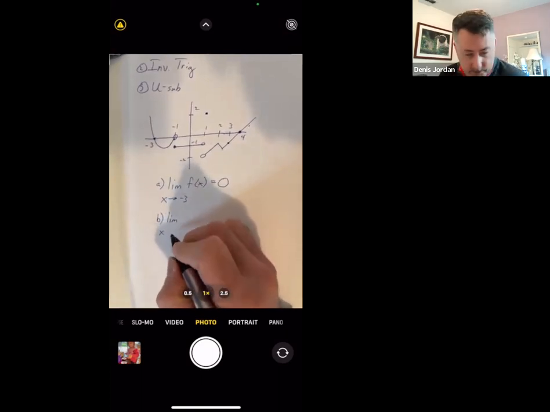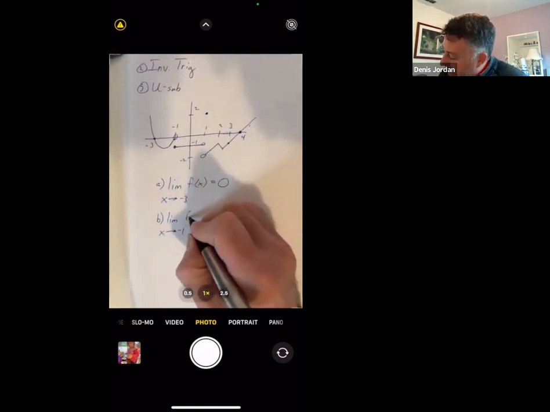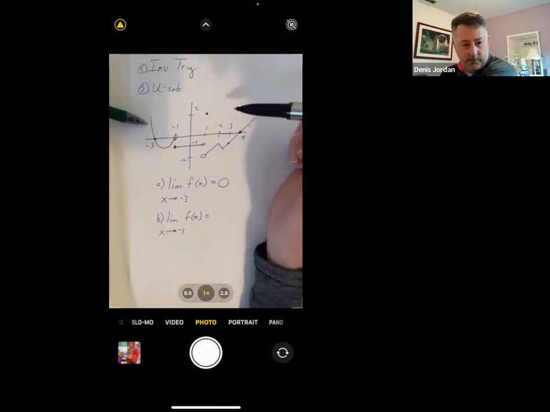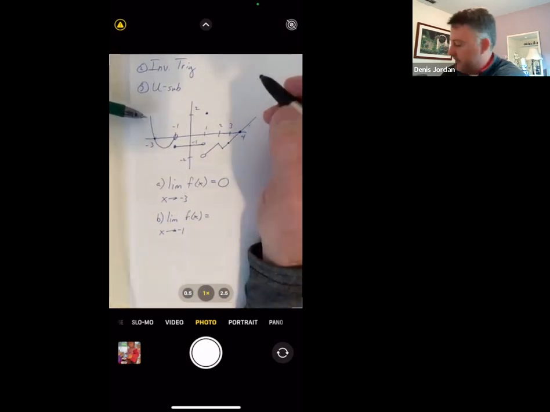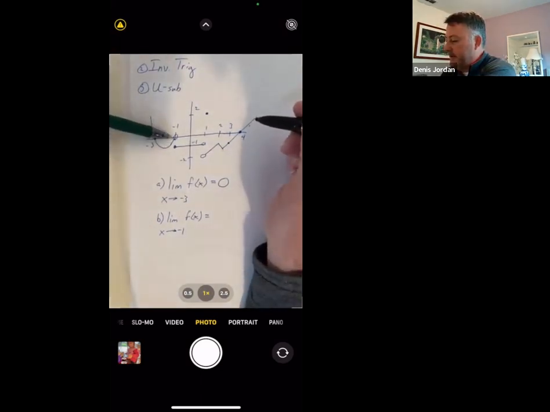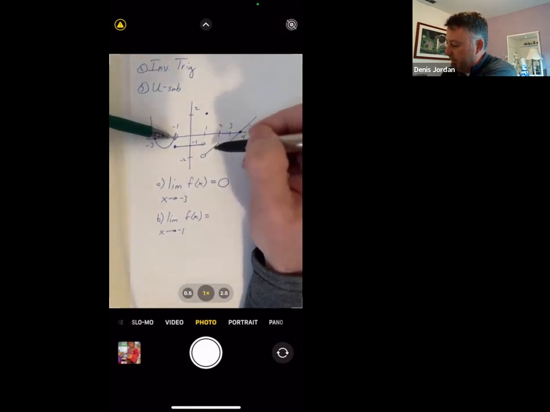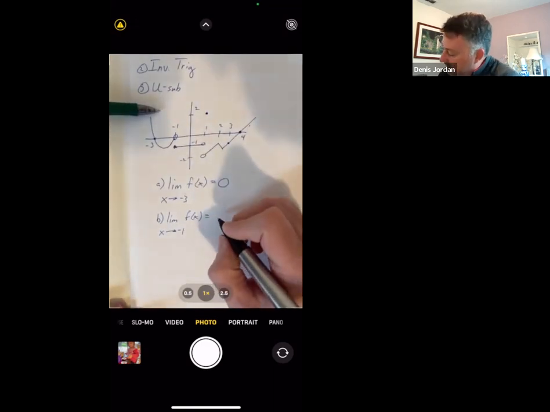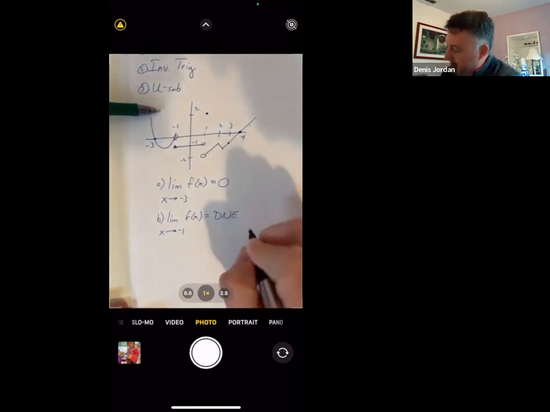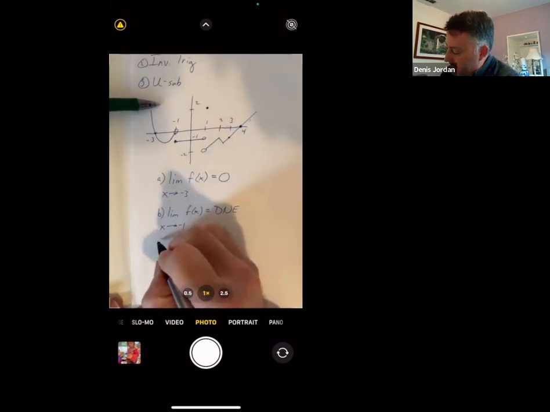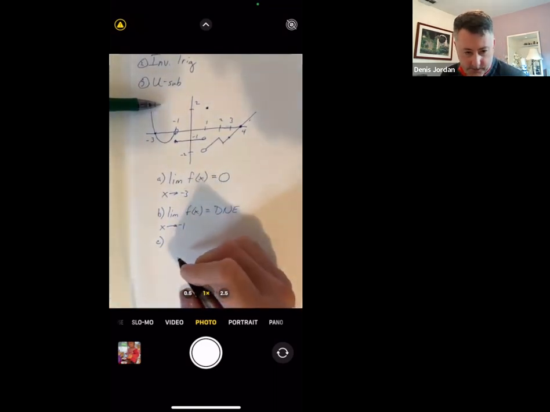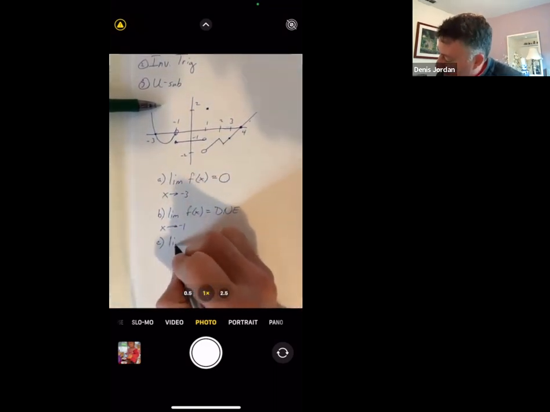Okay, then the next one, x approaches -1. So tracing from the left, that's hitting at y equals 0. Tracing from the right, that's hitting at y equals -1. They're different values. They're split. They're not connected. So that is DNE. Does not exist. Okay, then C, the limit as x approaches 1.